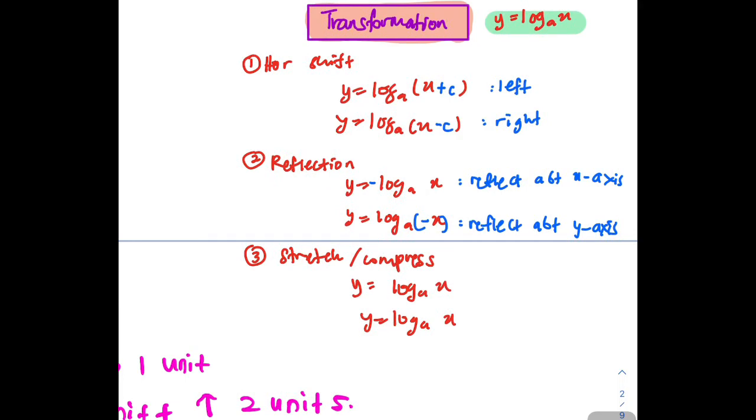Now let's see stretch or compress. Let's see vertically first. For vertical, it will be stretch or compress if your c is multiplied outside. So the value of c, when c is more than 1, this is stretch. When c is between 0 and 1, this is compress. So what you're doing, you are multiplying the y coordinate by c.